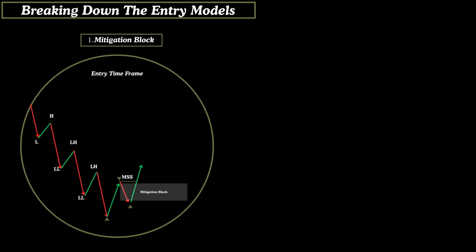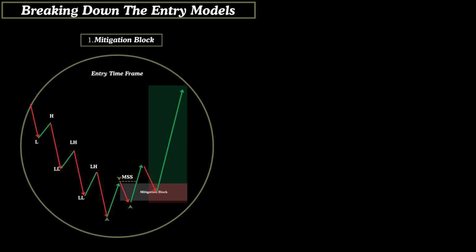To execute the long trade, place your limit order at the highest point of that mitigation block and wait for price to activate it. For a take profit, you can target the nearest liquidity pool on the current time frame or aim for higher time frame key levels if you want a larger move.